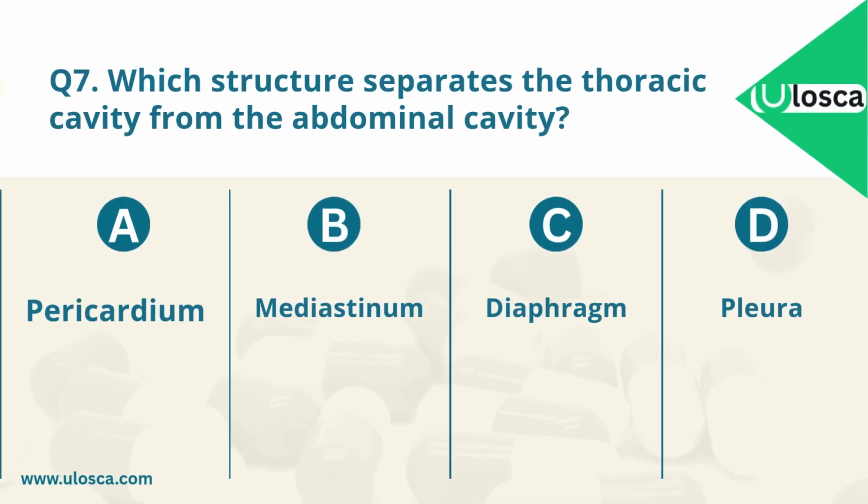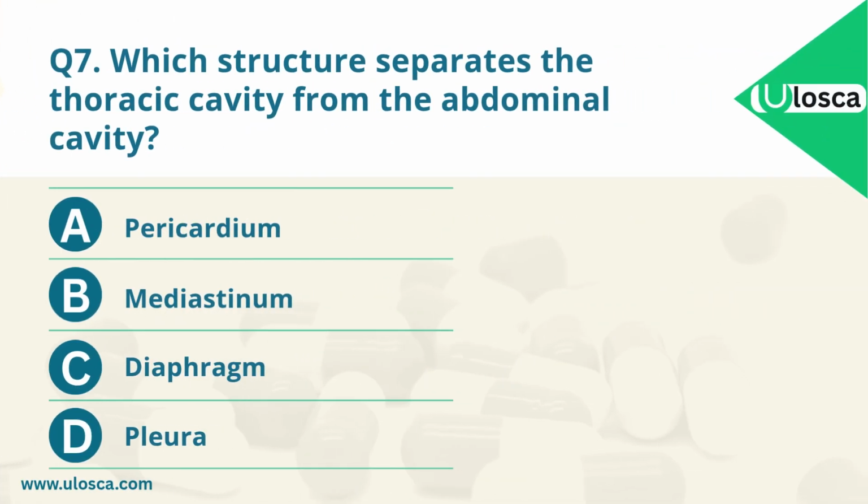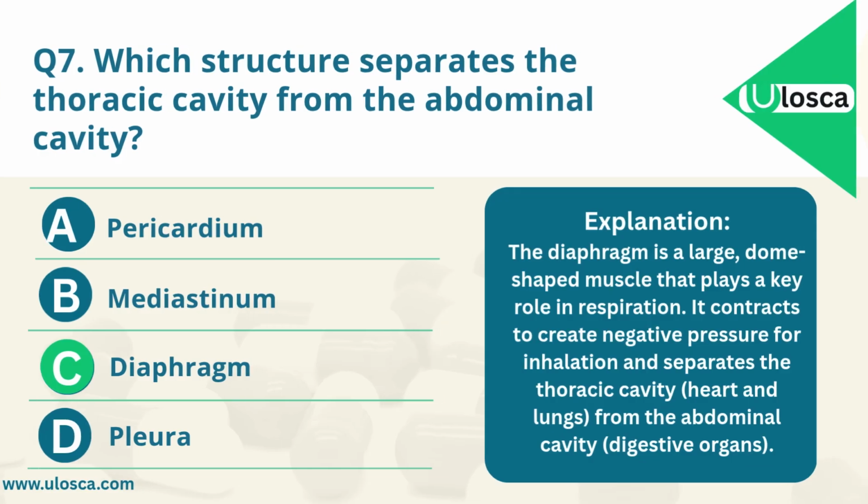Question 7. Which structure separates the thoracic cavity from the abdominal cavity? A. Pericardium. B. Mediastinum. C. Diaphragm. D. Pleura. Which one is the correct answer? The correct answer is C. Diaphragm. Explanation. The diaphragm is a large, dome-shaped muscle that plays a key role in respiration. It contracts to create negative pressure for inhalation and separates the thoracic cavity from the abdominal cavity.